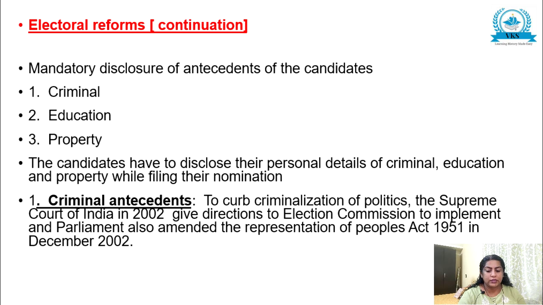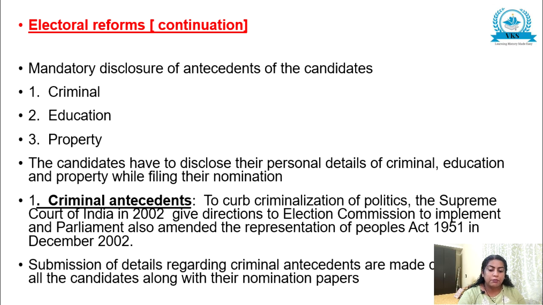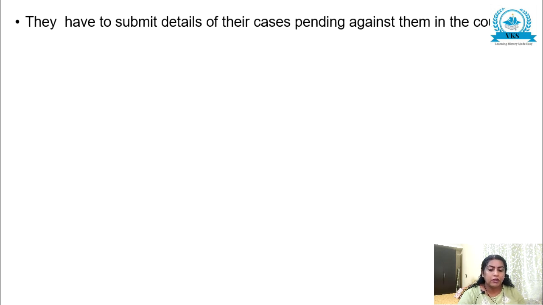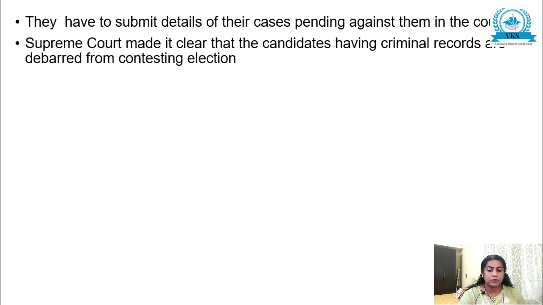Criminal antecedents. To curb criminalization of politics, the Supreme Court of India in 2002 gave directions to Election Commission to implement, and Parliament also amended the Representation of People's Act 1951 in December 2002. Submission of details regarding criminal antecedents are made compulsory for all candidates along with their nomination papers. They have to submit details of their cases pending against them in the court.